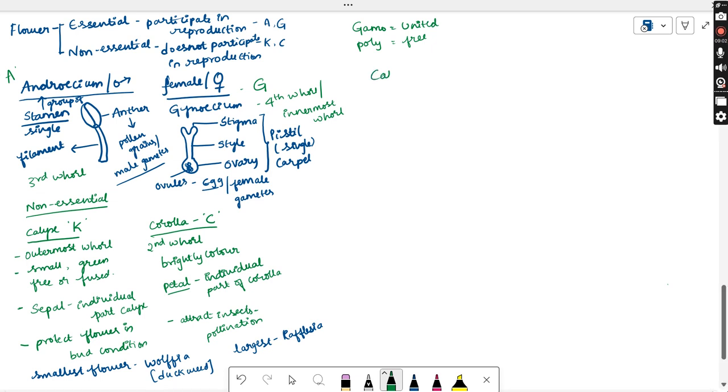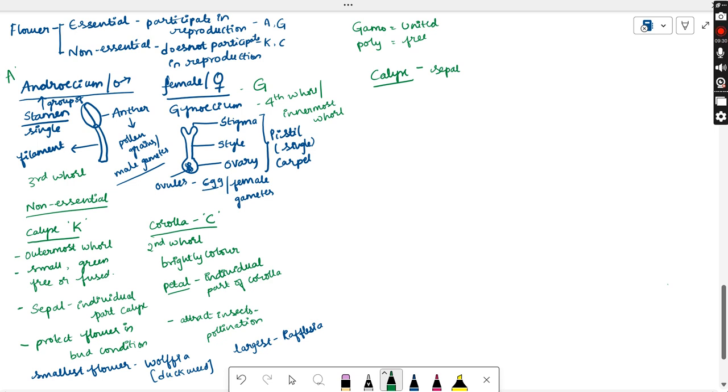So first we'll go with the calyx. As we said, the calyx is the outermost wall of a complete flower. The individual members are called the sepals. These are green in color, small leaf-like structures. They protect the flower whenever it is in bud condition. And these may be in a free condition or fused condition. So what are the individual members of this calyx? We call them sepals.